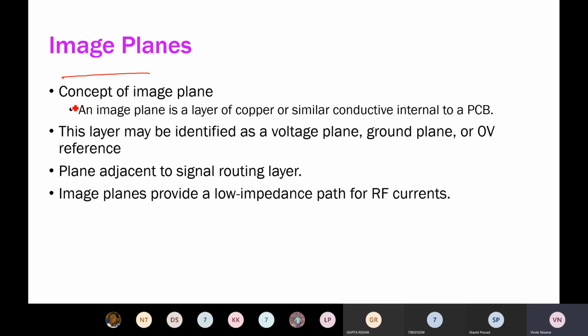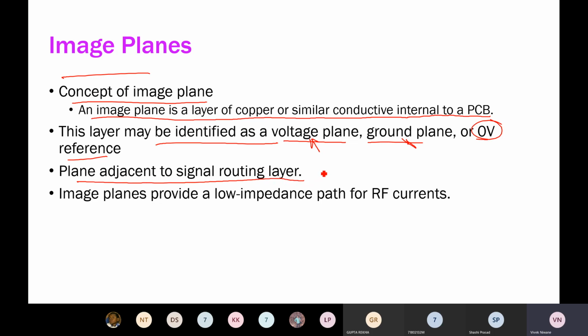Then image planes. The concept of image plane says that an image plane is a layer of copper or similar conductive material internal to the PCB. This layer may be identified as voltage plane, ground plane or zero reference. मतलब वहाँ पे कुछ connected नहीं है, but you can have the ground plane as well as the power plane also. Plane adjacent to signal routing layer always tries to decouple the interference in between the two.